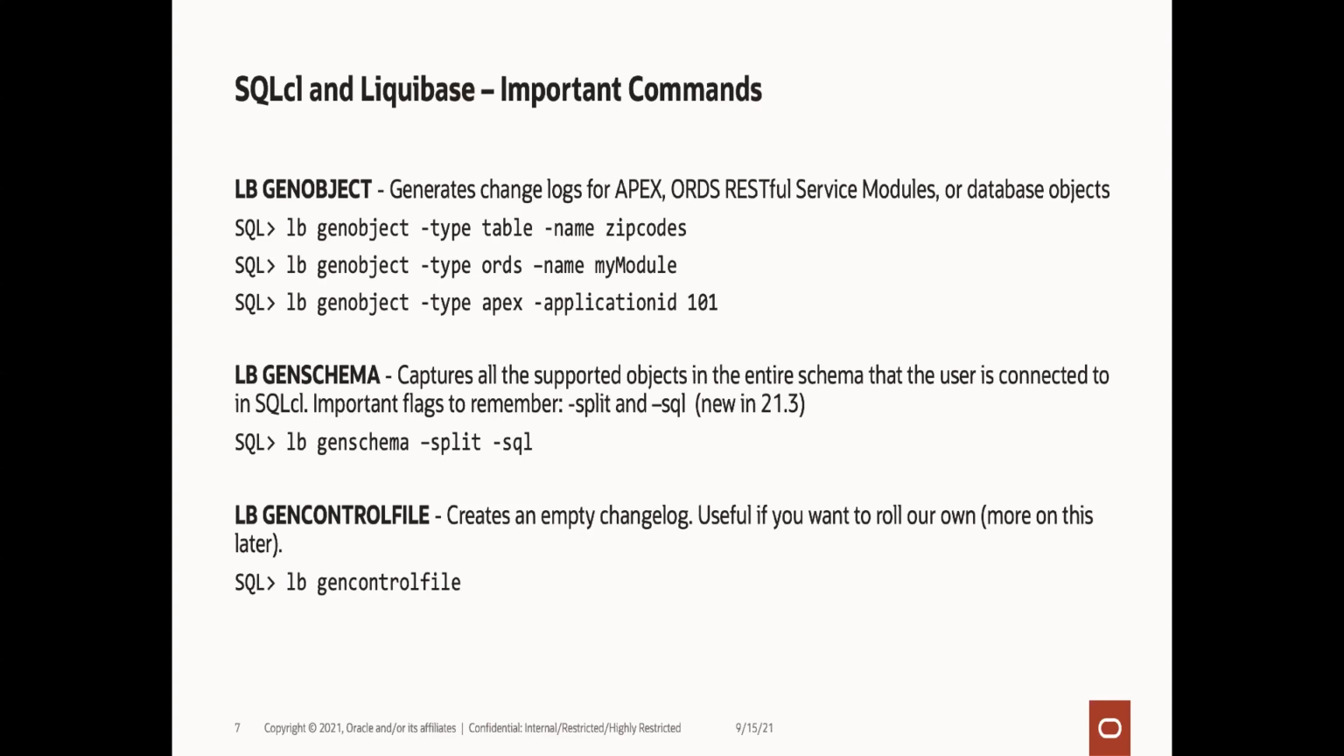Now, we've added two things in the past two releases. The first thing is the dash split. Now, when you run the dash split with gen schema, it's going to take the objects and put them into little folders, into little directories, instead of just dumping all the files into a single directory. So if you have tables, it goes into the tables directory. If you have procedures, it goes into the procedures directory. It's a really nice feature to basically compartmentalize your code. So if you're looking for something, you don't have to dig through all these XML files.